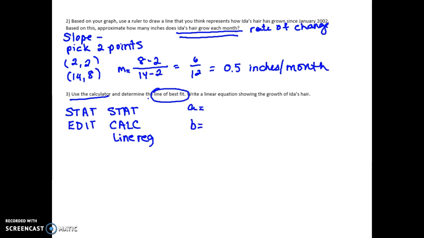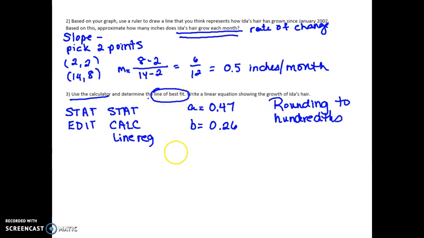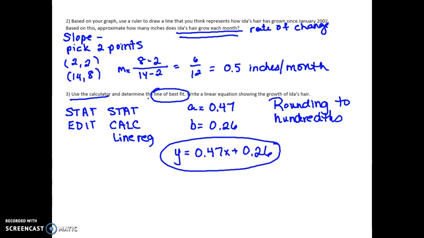Again, these are for purposes of example. I got my A value is 0.47, and my B value is 0.26. We are rounding to the hundredths, so that's the second digit after the decimal point. Now my line of best fit is actually a linear equation: y = 0.47x + 0.26. And we're going to be using this line of best fit for a lot of the other questions, so this is really important.